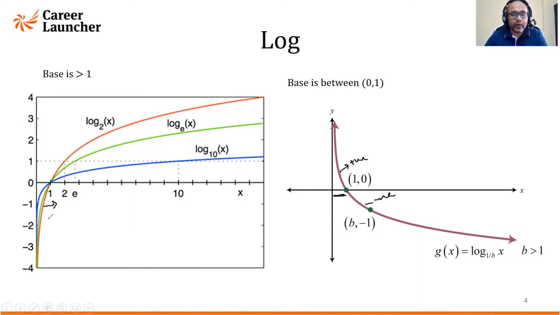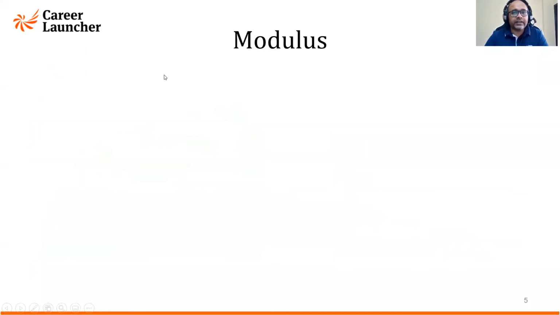Here, up to 1 it is negative, after 1 it is positive. Right, so that's how the logarithmic graph looks like. The next graph you're going to look at is modulus. Now, modulus graph is very simple.